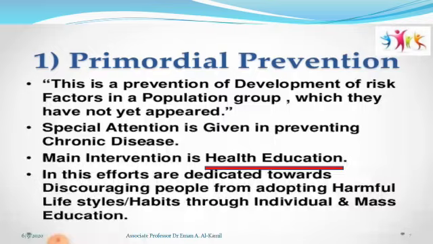So for the primordial prevention, as we mentioned, this is the prevention of development of risk factors in a population group in which they have not yet appeared. So special attention is given to preventing chronic disease or communicable disease.